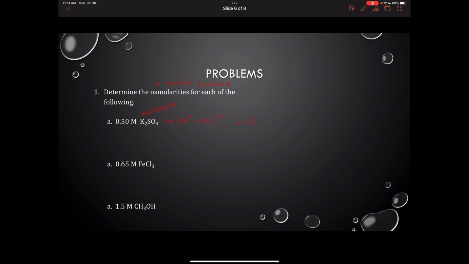So if I am calculating my osmolarity, that is my molarity times my I value, giving me an osmolarity of 1.5 OSM. If instead we were asked for the osmotic pressure, the osmotic pressure is my molarity times my I value times R. We're not given temperature, so again, we're going to assume a standard temperature of 298 Kelvin, which gives me an osmotic pressure of 36.6 atmospheres.